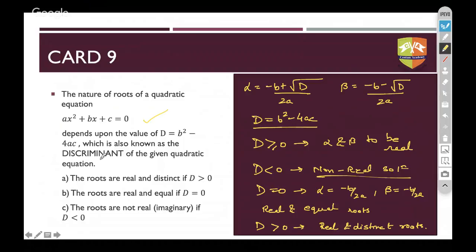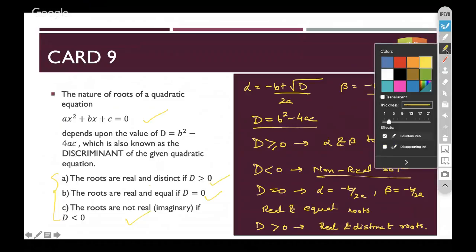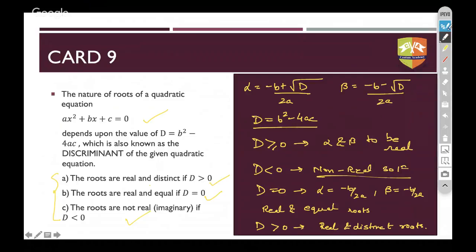So please remember these three conditions. Questions will be asked on these. The question will be to find some value of a, b, and c, given that the roots are either real and distinct, real and equal, or not real, imaginary, right? This can be a question. We'll see such questions later on. Okay, now let's go to the next slide.